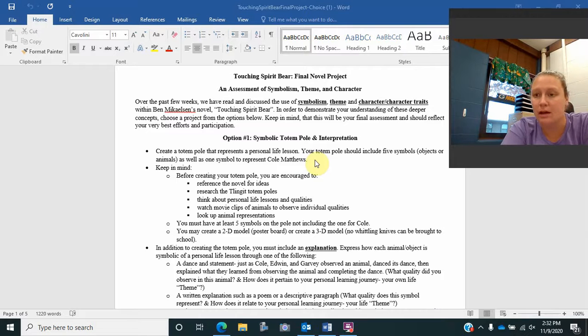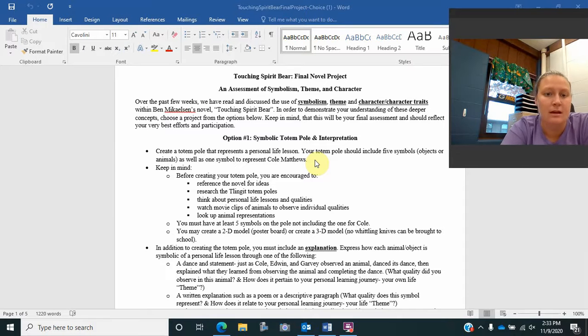If you want, you may look up Tlingit spiritual animals or totem pole animals and find out what the meaning is for each animal, and then you can put them on your totem pole yourself or however you wish to. Maybe you're just going to interpret things. So maybe you choose to do a grizzly bear because you think that when you get angry, your anger resembles that of a bear's. It's very aggressive. So it's totally up to you, but it does need to represent you and some life lesson that you have learned.